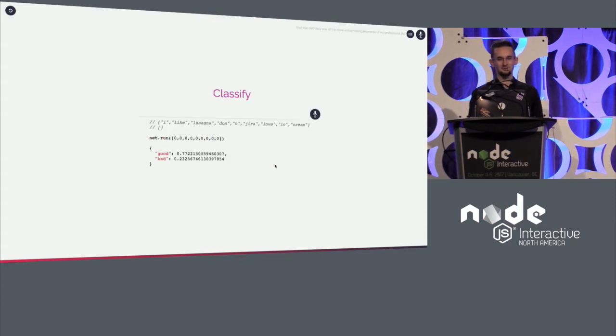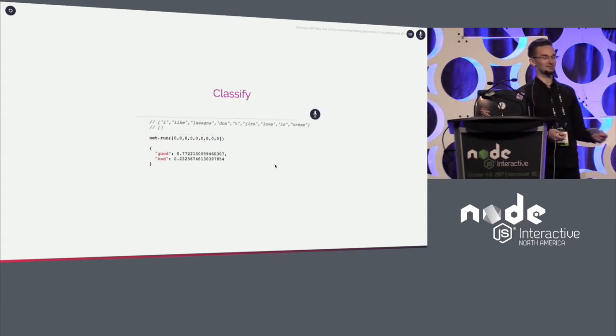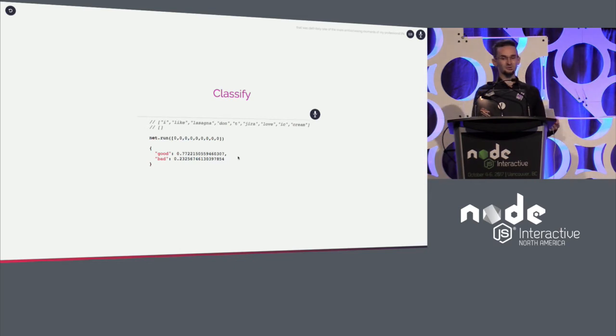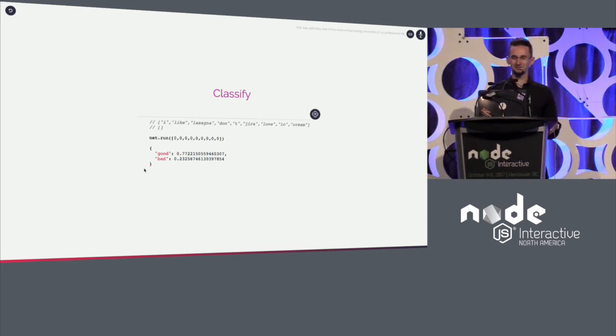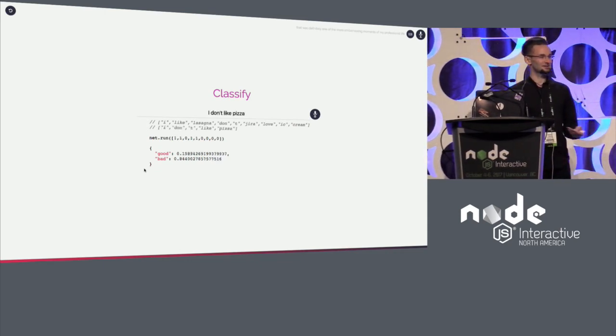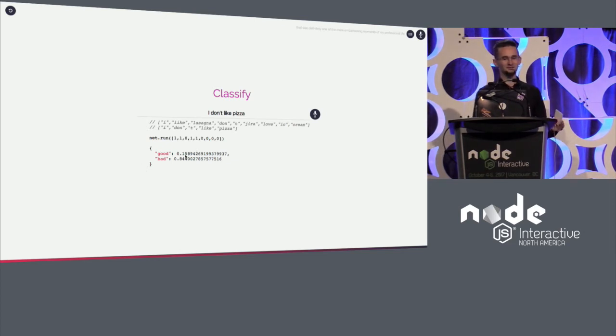Now we train our network, and now we can classify a sentence against it, which means we'll create the stems and go through the list and create a feature out of it. You see this is actually already a very happy neural network. It's 77% positive for an empty string, probably because of all the lasagna and ice cream. Let's try it with "I don't like pizza." And you see that statement got classified as 84% negative and 15% good, which sounds about right.